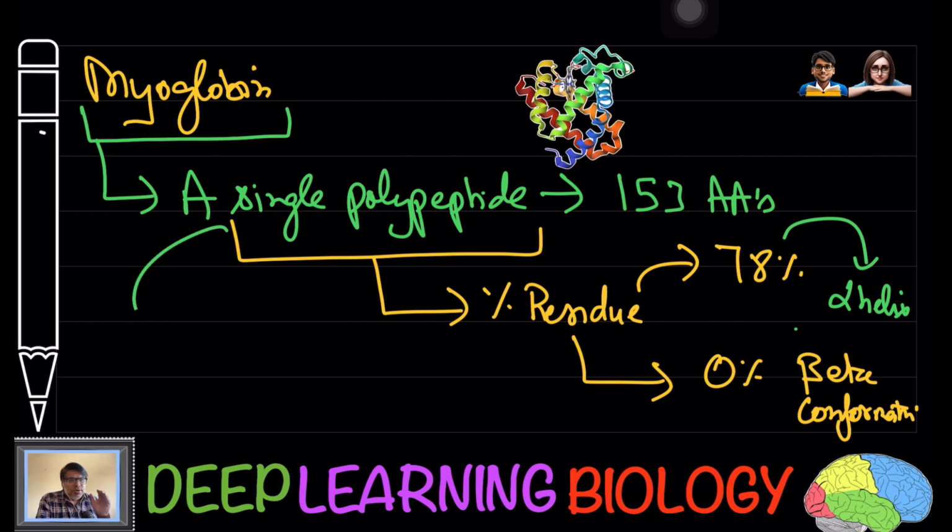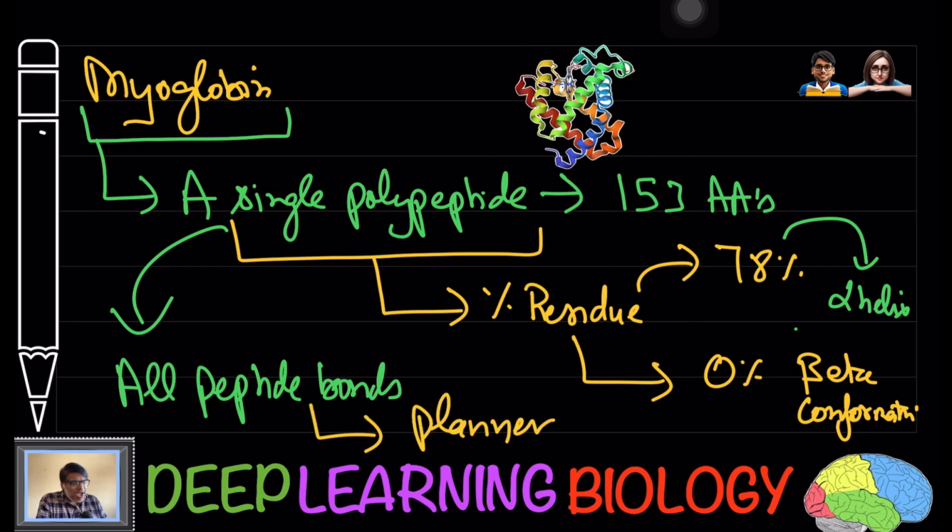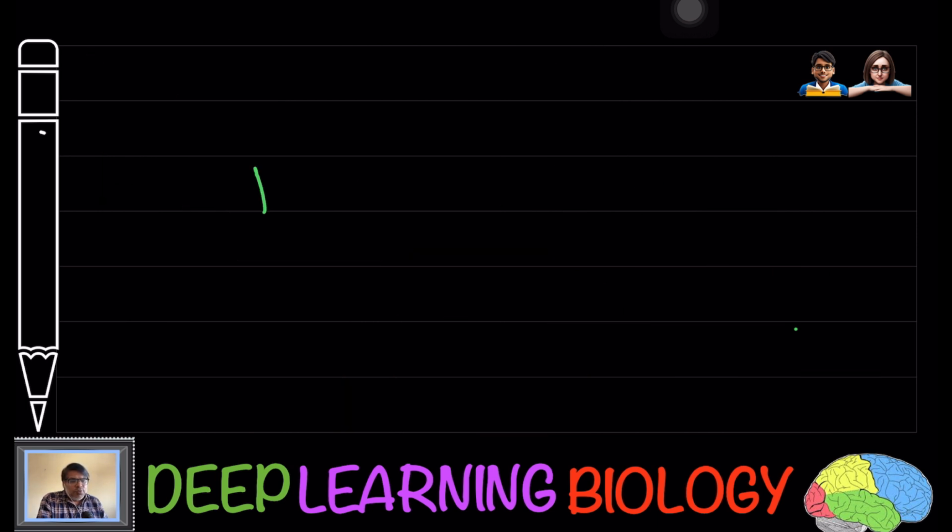Also keep in mind, in myoglobin all the peptide bonds lie in a single plane. All the peptide bonds present within the single polypeptide lie in a single plane. That's why we say all peptide bonds here are planar.